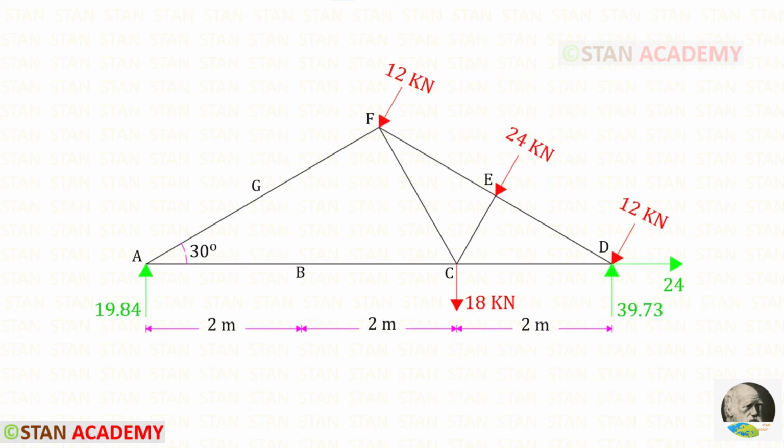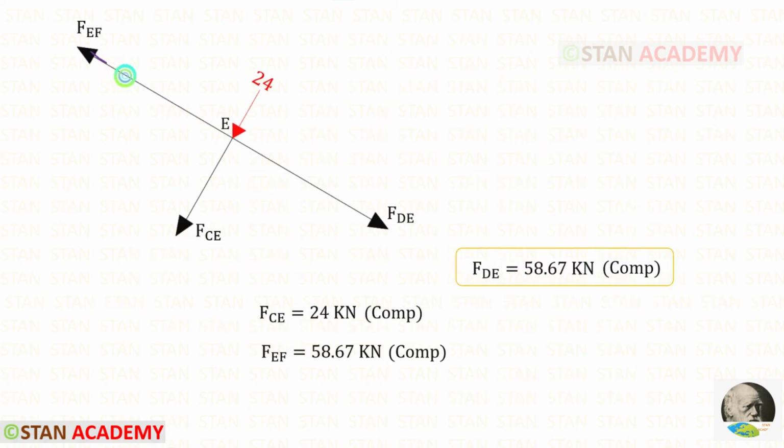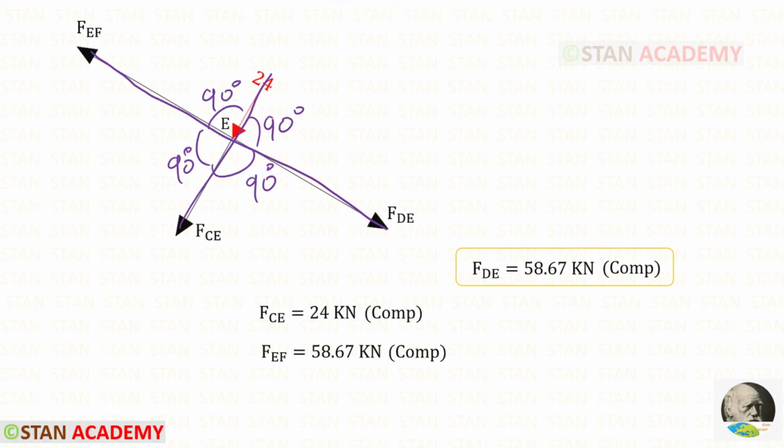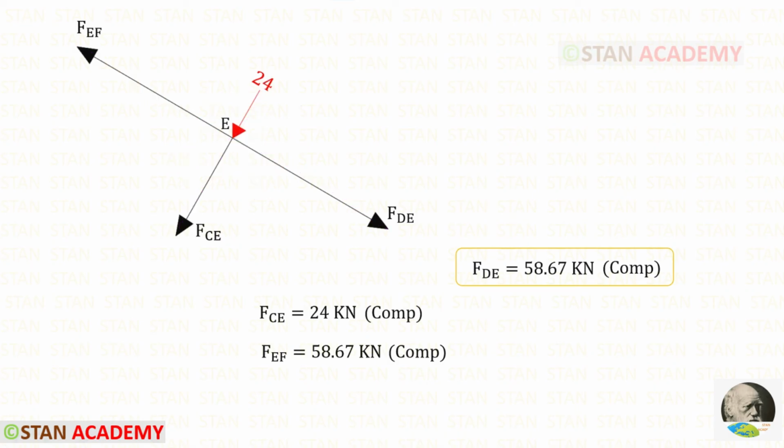Now let us take the joint E. This line is perpendicular to this line, that means we have 90 degree. In this case, we can easily find the member forces. FCE and 24 are acting in the same direction. So FCE will be 24 and it will be compressive. FEF and FDE are acting in the opposite direction. In this case, for FEF, we just have to apply the value of FDE.